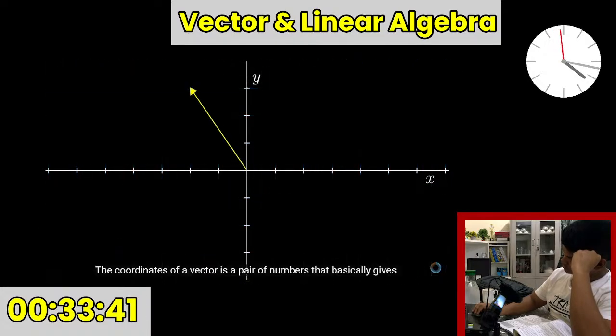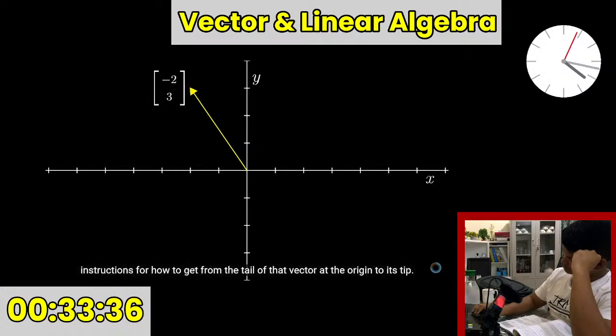The coordinates of a vector is a pair of numbers that basically gives instructions for how to get from the tail of that vector at the origin to its tip. The first number tells you how far to walk along the x-axis, positive numbers indicating right.